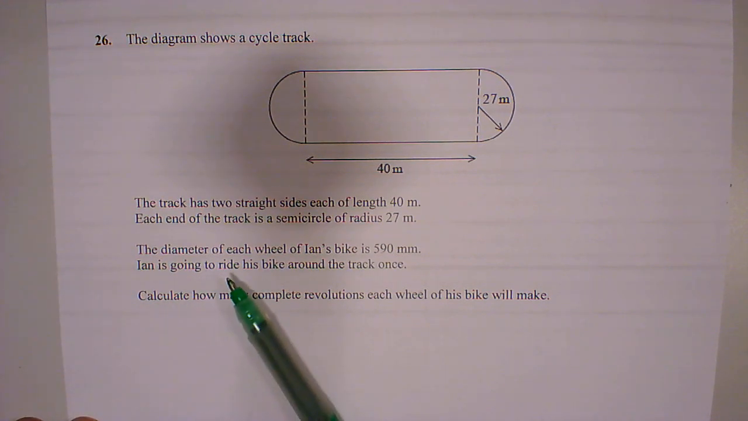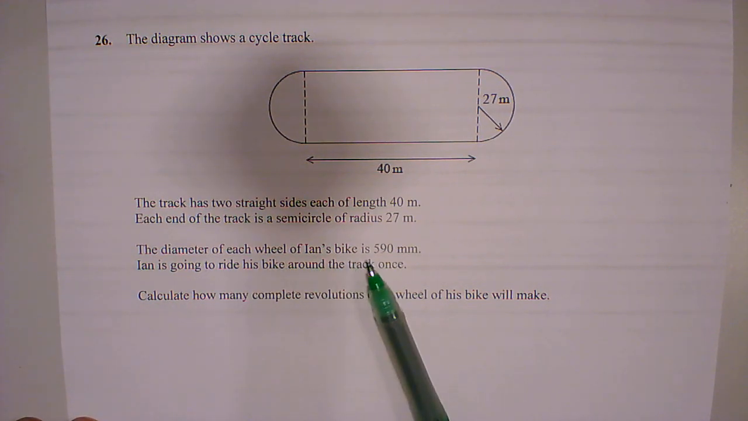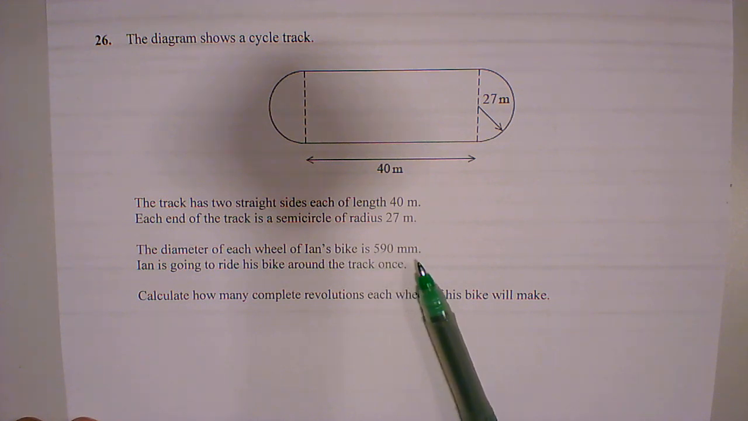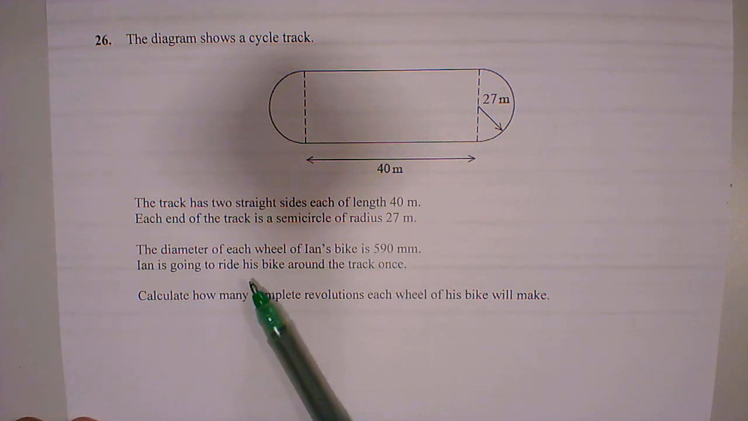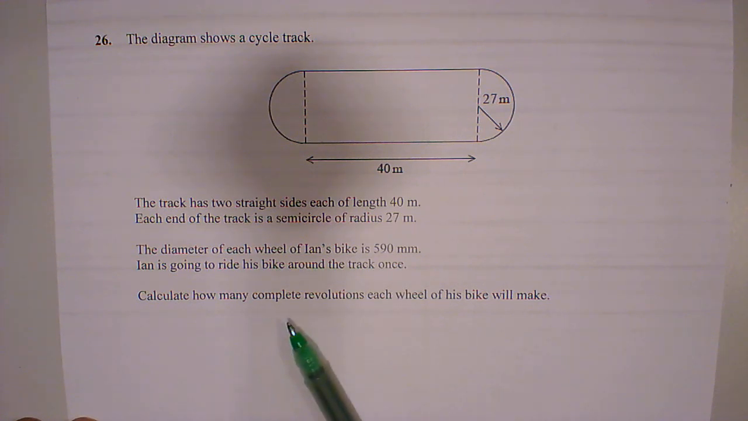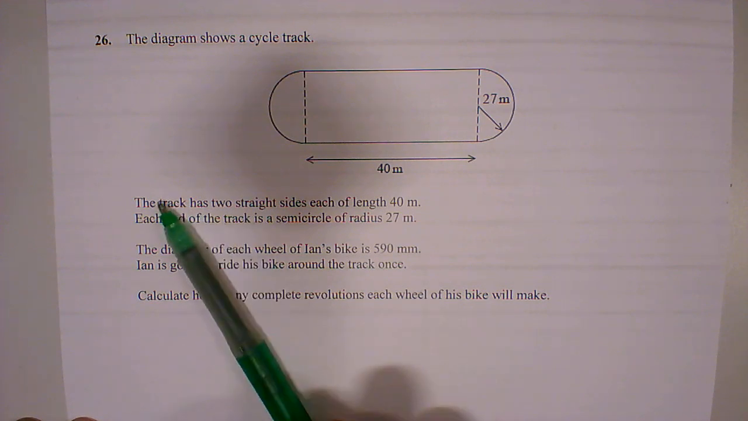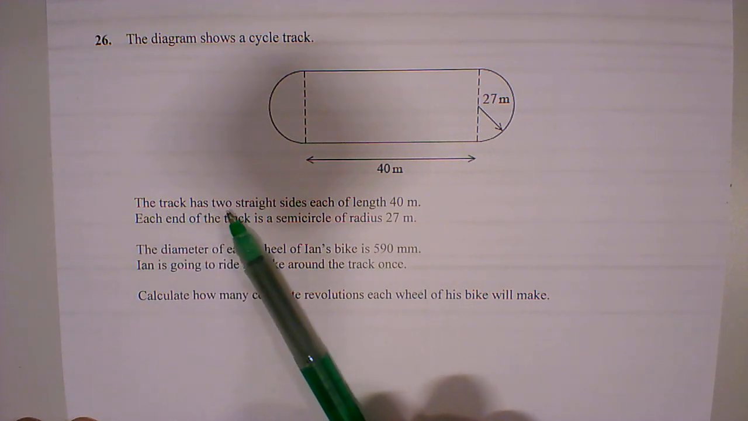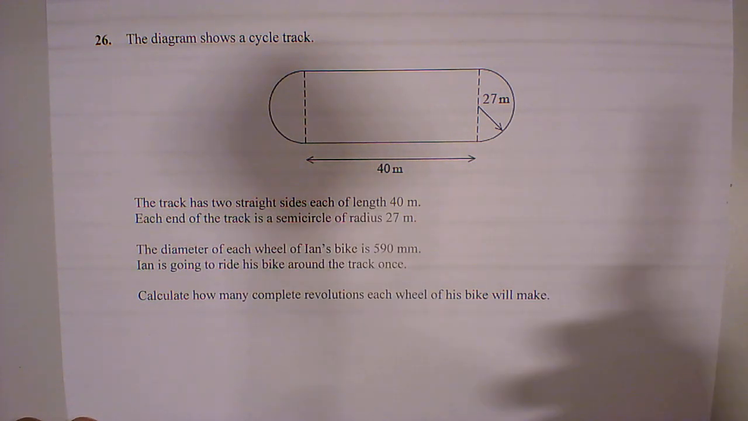The diameter of each wheel of Ian's bike is 590 millimeters. Ian is going to ride his bike around the track once. Calculate how many complete revolutions each wheel of his bike will make. So let's highlight key information. The track has two straight sides of length 40 meters.